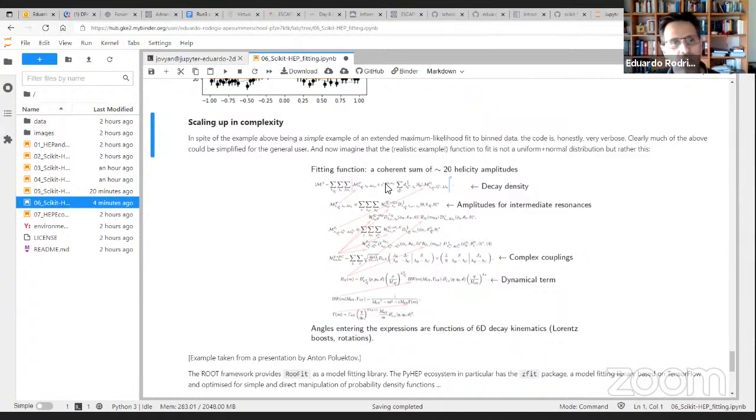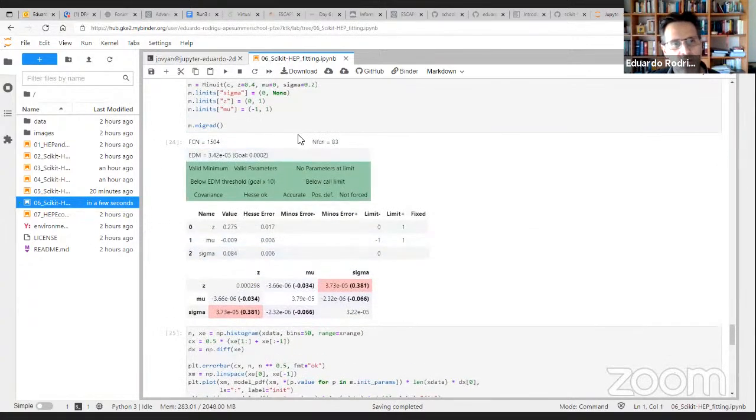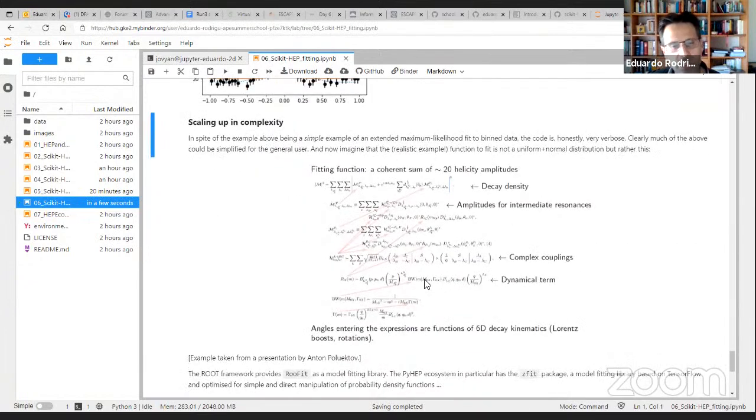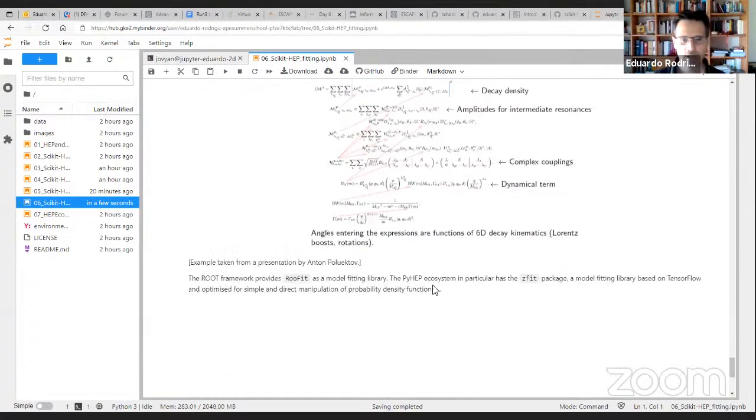Try and imagine just writing even this thing in that code above. It would be completely crazy, right? So you need something else on top of Minuit. The ROOT framework, the C++ framework, has RooFit, and the ecosystem now.